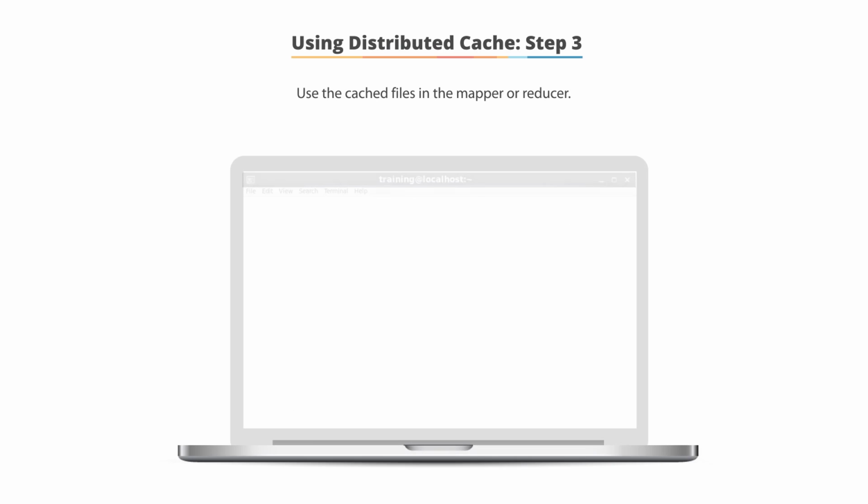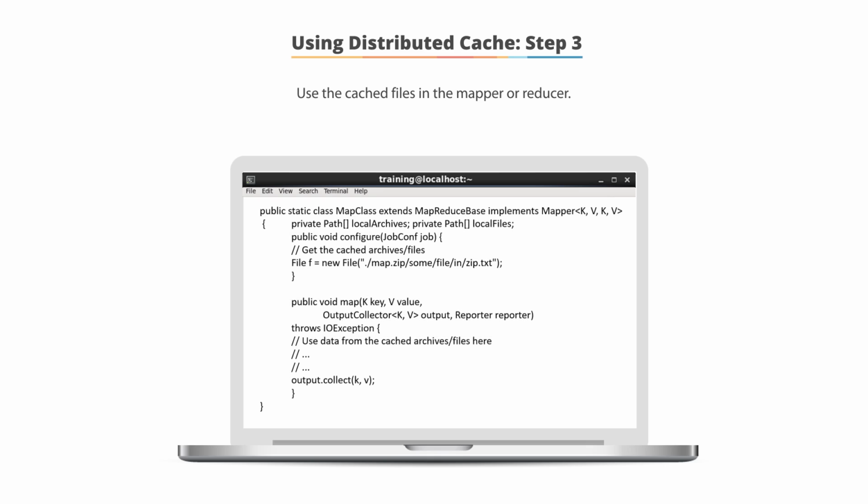In step 3 of setting up your distributed cache, you will use the cache files in the mapper or reducer class that you create. Once the private path and configure information is in your program, you simply declare an instance of File called f, specifying the new File along with the parameter of .map.zip/some file in zip.txt. This will map your file into the distributed cache.